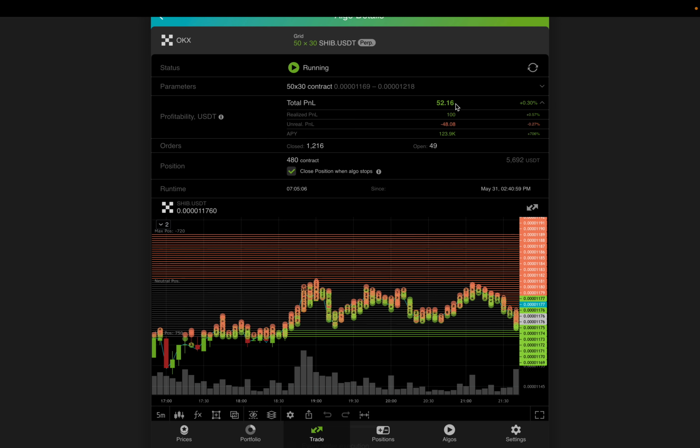So at this rate, it made around $50 in those 7 hours. If it ran at such a rate for a year, theoretically, it'd make me 124 grand. That most likely won't happen, right? It will get out of the range, so I'll stop it beforehand. But it gives you a feel of how a very tight grid performs on a rather volatile instrument, which SHIB is, right?